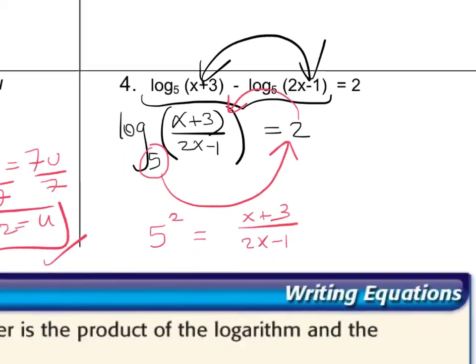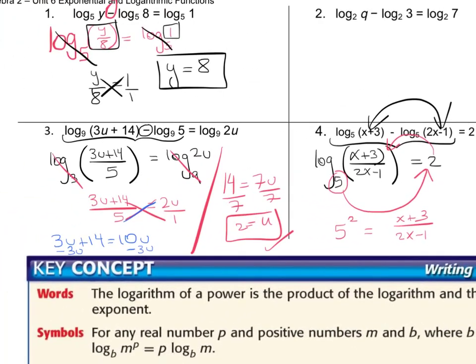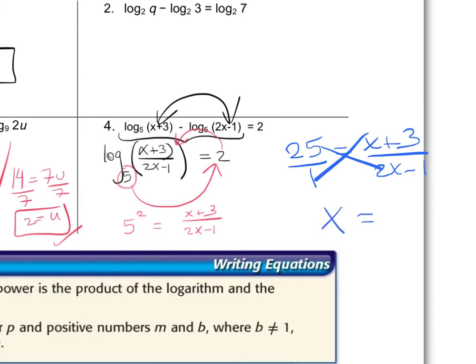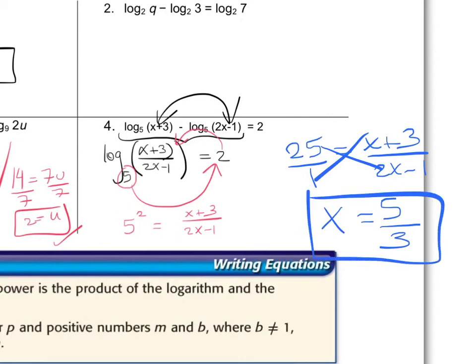If there's a log on the other side, like in number 3, you just cancel out the log and the log will be gone. If there's only log on one side of your equation, you can use the circle thing to change it to exponential. Now 5 to the power 2 would be 25 equals (x plus 3) over (2x minus 1). You can put this over 1, cross multiply, go ahead, try it, and you will get that x is equal to 5 over 3. Please go ahead and try it.